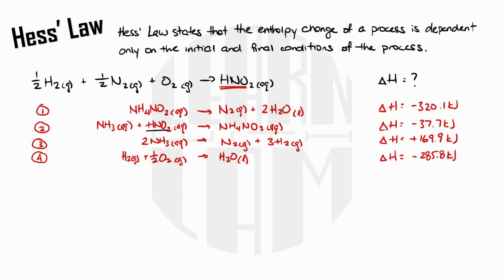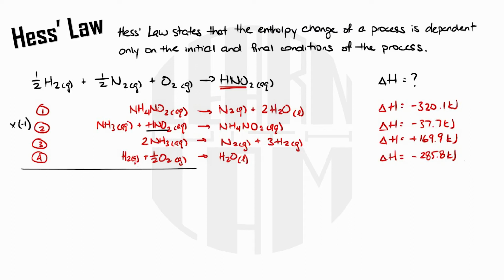Alright, so back to HNO2. I want one HNO2 in the products. Now, in reaction 2, we've got one HNO2, but it's on the reactant side. So what do we do? What we're going to do is turn the equation around, just reverse it. But remember that when we do that, enthalpy changes sign. If a reaction releases energy going in one direction, it will absorb the same amount of energy going in the reverse direction. So to show that we're reversing a reaction, we're going to multiply it by -1.